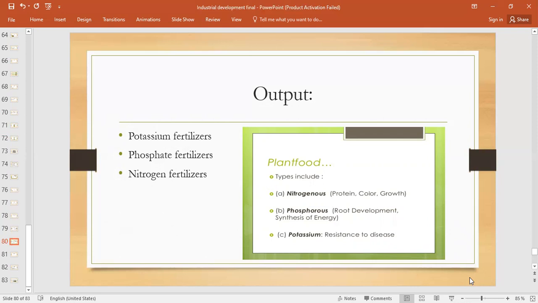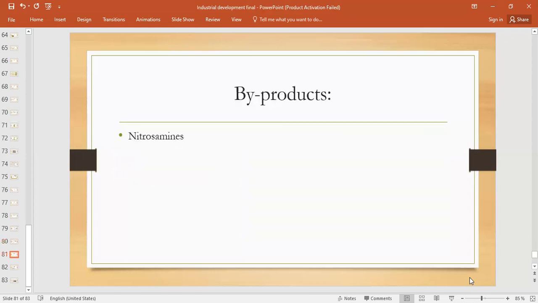Then phosphorus is used for root development and synthesis of energy. Then potassium provides resistance to different diseases, right? So due to that, our crop gets protected from pest attacks and diseases, right? The byproduct is nitrosamines, which is a byproduct of the fertilizer industry.